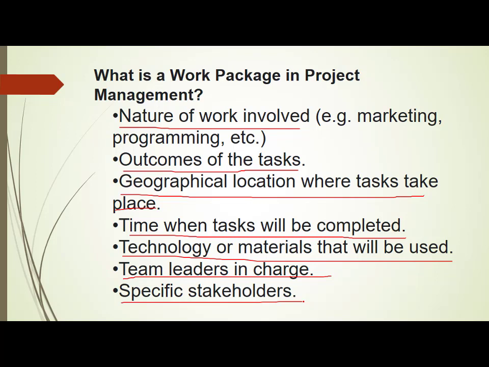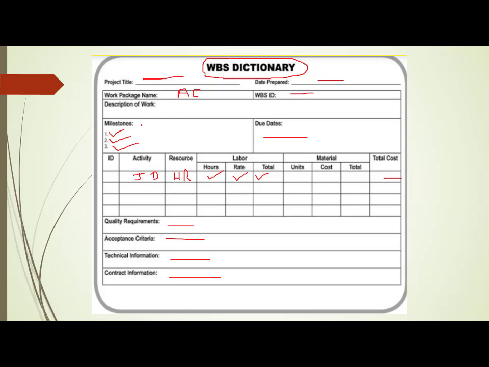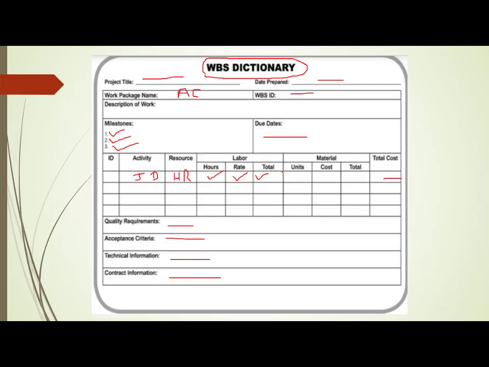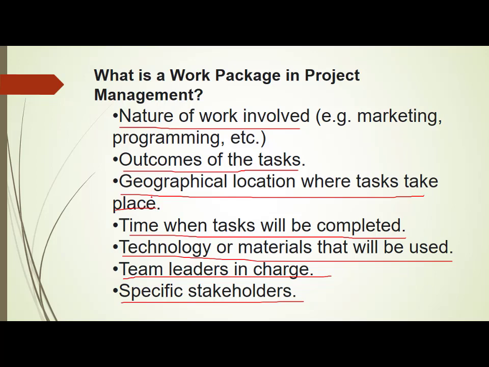So nature of the work involved. Nature of the work involved is nothing but the description of the work, what work you are actually doing. Then outcomes of the task. Outcomes of the task are nothing but the milestones or deliverables.